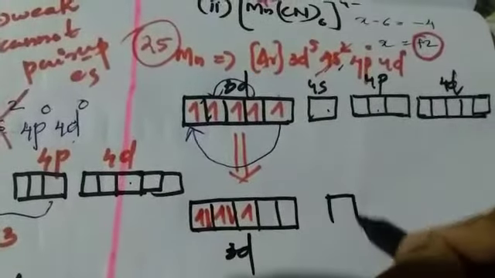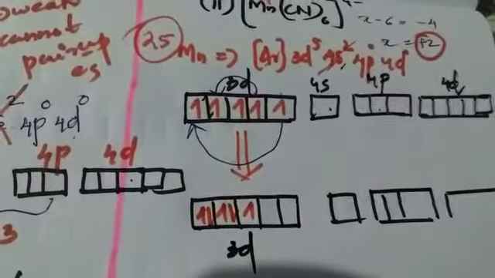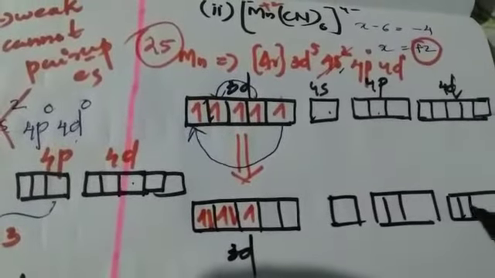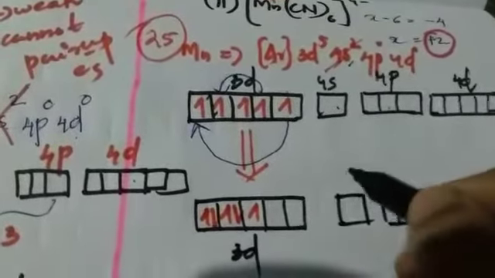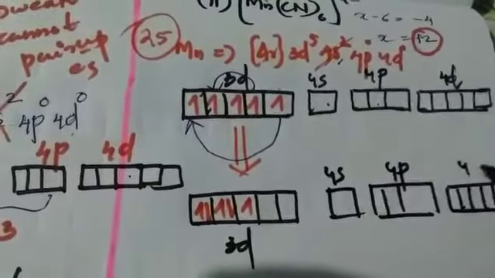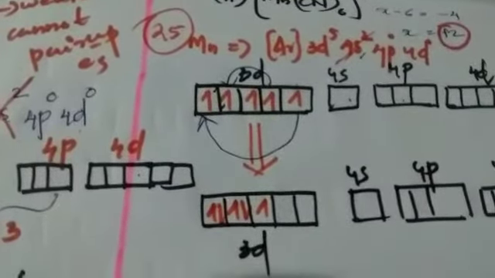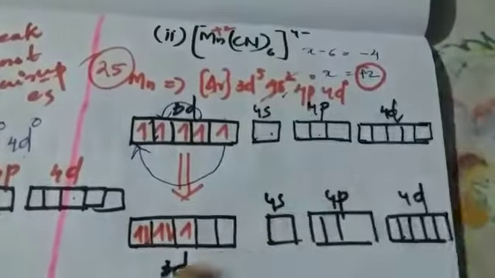And 4s, 4p remain the same. No change for these orbitals. 4s, 4p and 4d remain the same. So CN minus pairs up the electrons.